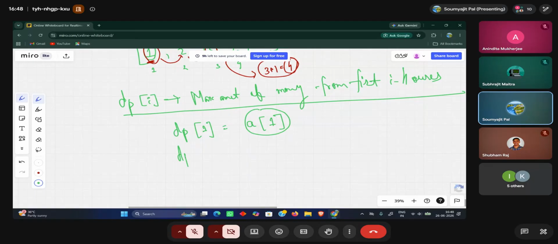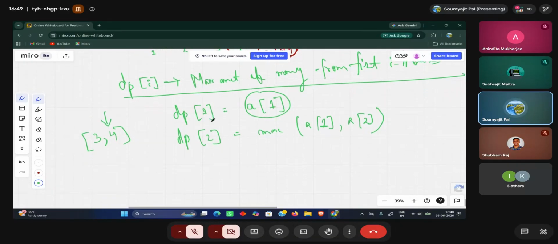What will be dp of 2? I have two houses with values 3 and 4. It will be max of a1 comma a2, because I can rob only one of them, and I will rob the house that has the larger amount of money.